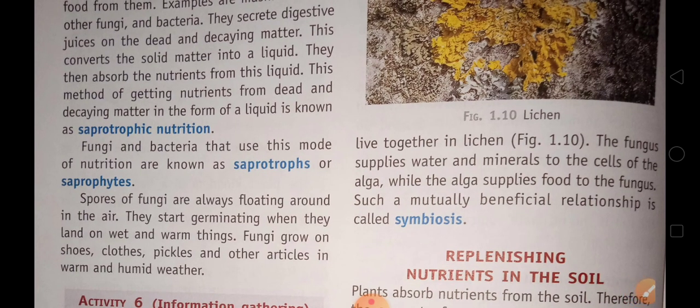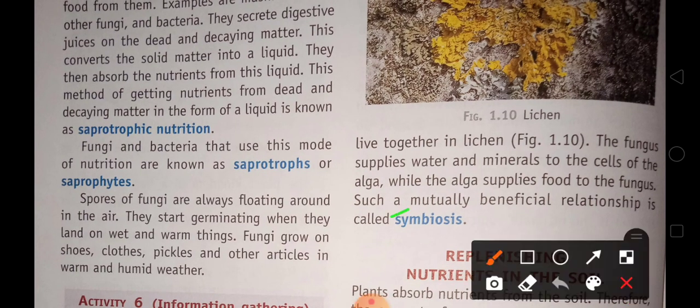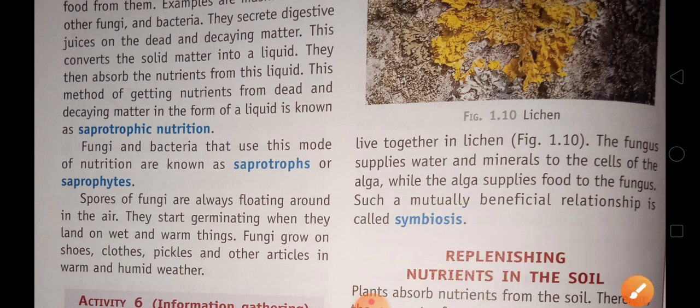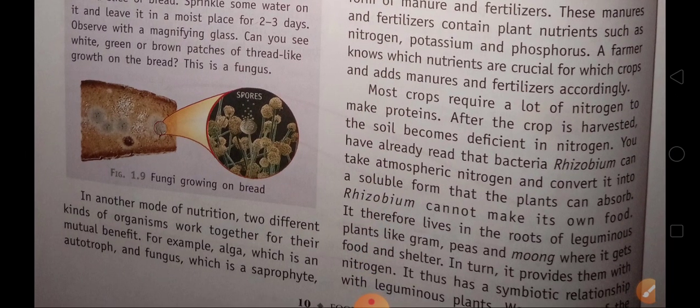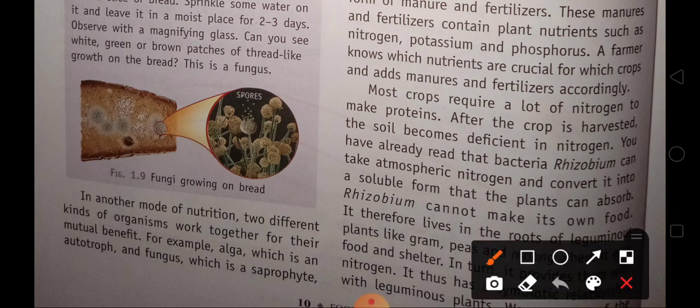And what is symbiosis? Symbiosis is the relation between living and non-living. So we can say here one example, lichen. You know what is lichen? In symbiosis, two different kinds of organisms work together for their mutual benefit.